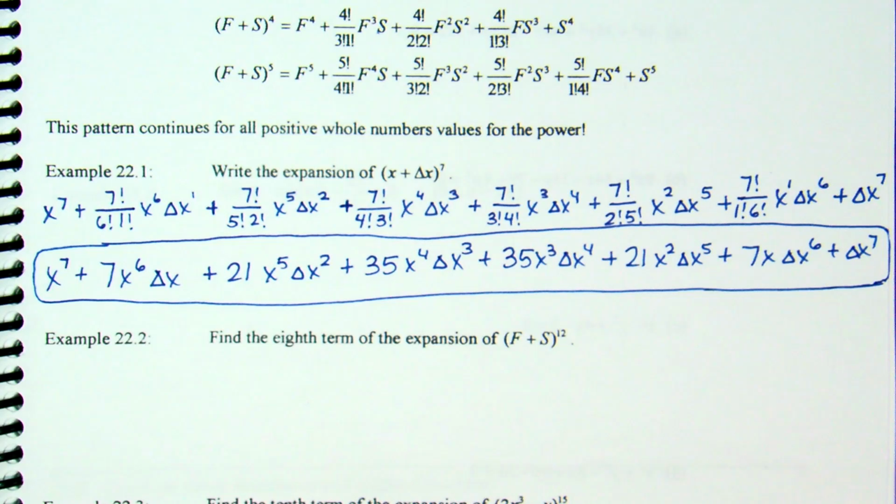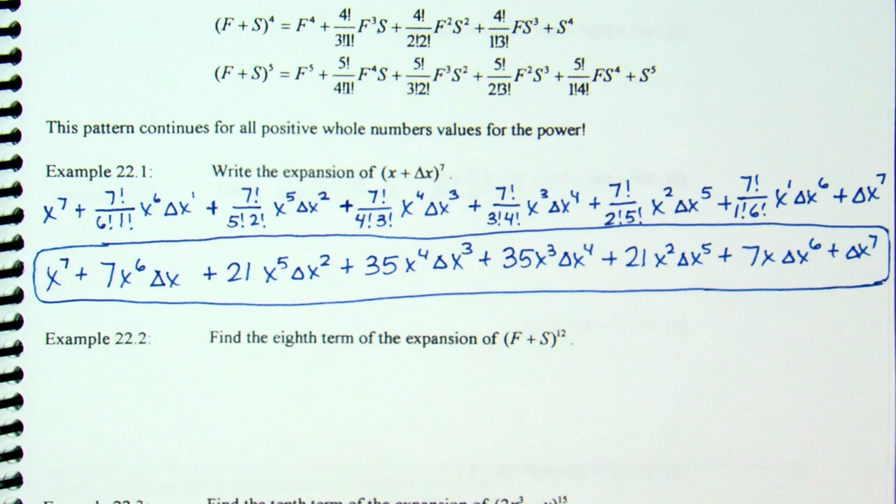We'll see what happens. Okay, now, find the eighth term of the expansion, f plus s to the 12. So what do you think? Do we need to do the whole problem here? No, there's definitely got to be shortcuts, right? Once you get into this and see it, I don't think you'll have to do what I'm going to do, but I'm going to think we want the eighth term, right? 1, 2, 3, 4, 5, 6, 7, 8.